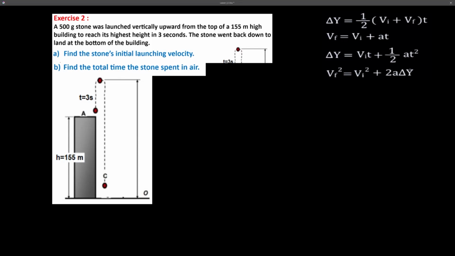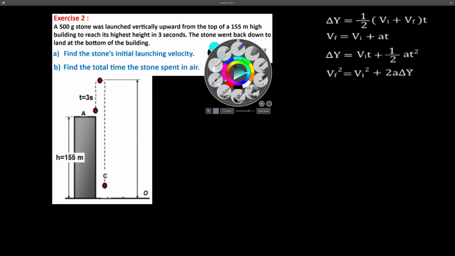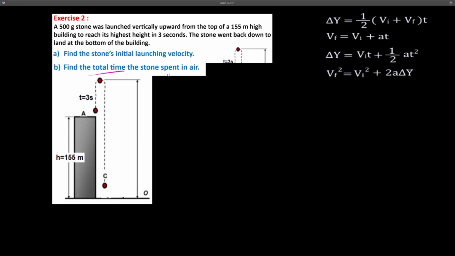So part B, the next part, is going to ask us for the total time that the stone spent in the air. So it wants to know how long it spent in the air during its entire duration. Now it gets a little tricky here, but it's pretty easy. First of all, we need to find the total displacement. It told us the displacement for just this part of the journey. We don't know how high this part of the journey is, so we need to find that first.